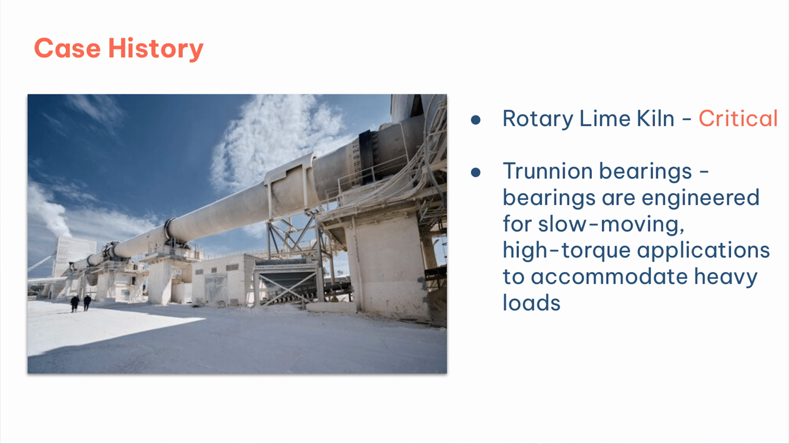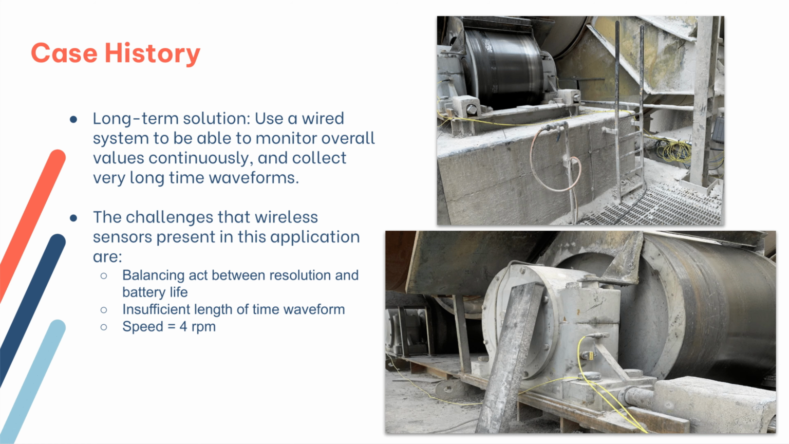Let's talk about a case history to talk about where we might use portable or online or wireless systems. So this is a rotary lime kiln, a paper mill. It is a very critical piece of equipment. It only shuts down once every 16 months, and it has main trunnion bearings, which are slow-moving, high-torque applications, able to accommodate the heavy load of the lime kiln.